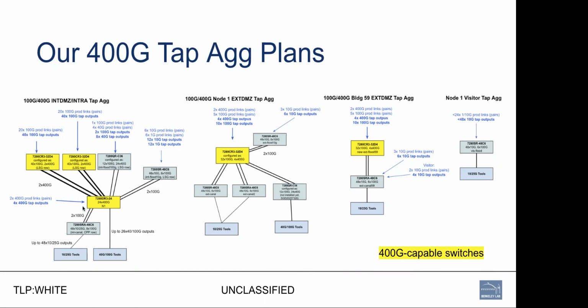The one exception being in our int DMZ and intranet TAP-AG infrastructure, because we will have so many links, and we have some 400 gig links as well. Our plan is to use the dense 400 gig switch as a central place to aggregate all the aggregation layer switches, and then just land our 400 gig Ethernet taps directly on that, rather than purchasing yet another 400 gig capable switch to connect to it.